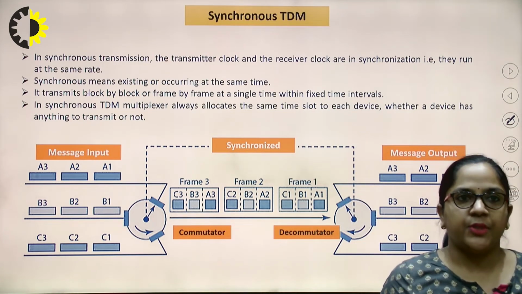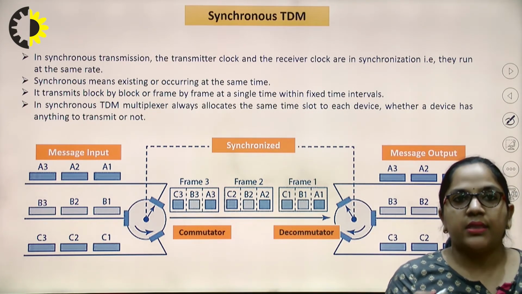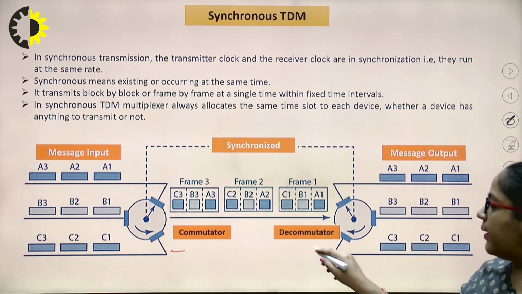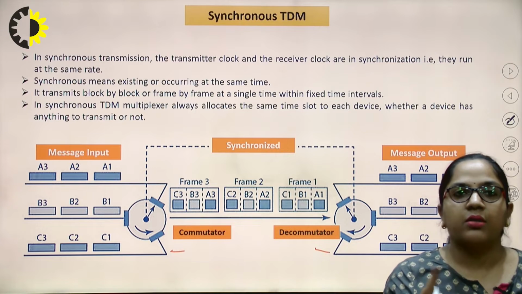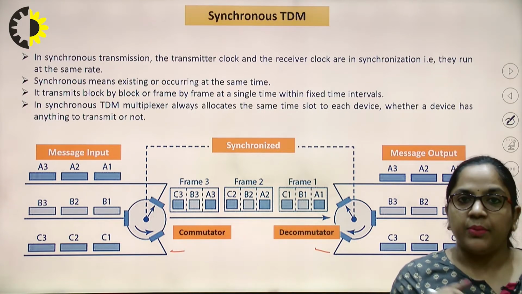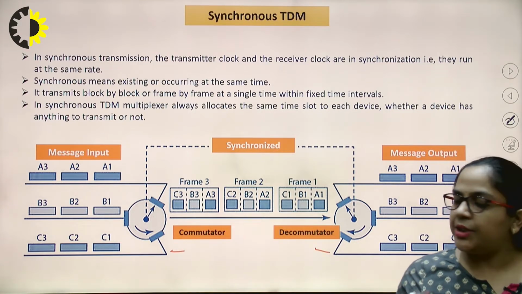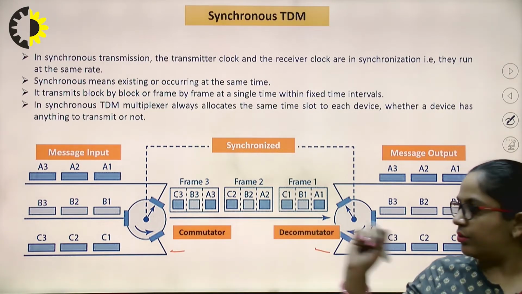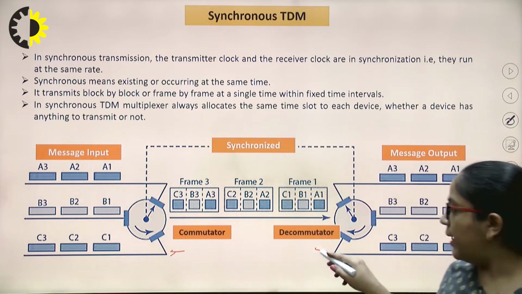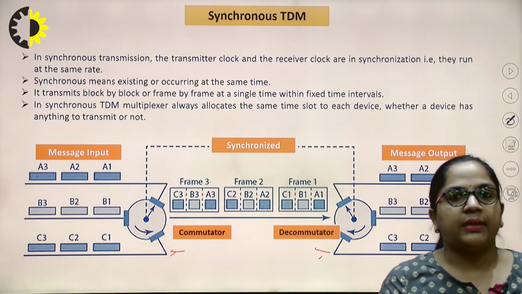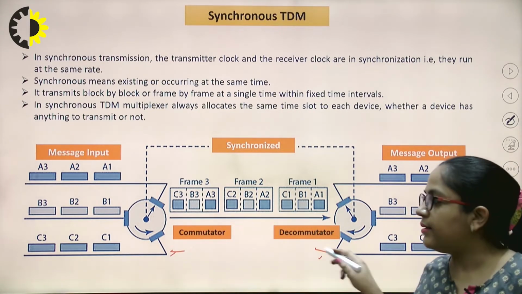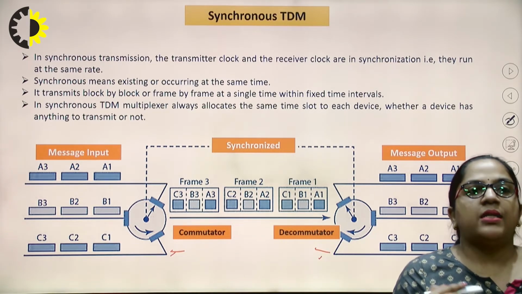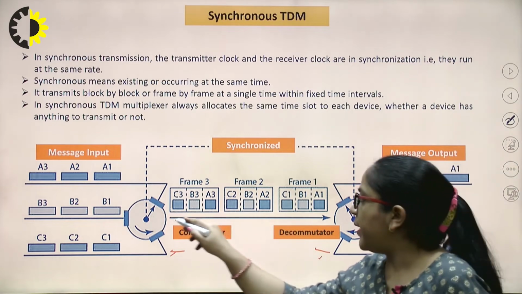What is synchronous TDM? In synchronous transmission, the transmitter clock and the receiver clock are in synchronization. Here we should have a transmitter clock and a receiver clock, and both clocks must be in synchronization. What is the meaning of the word synchronization? Synchronization means something which is occurring at the same time. So these two clocks at the transmitter end and at the receiver end must run at the same rate. When they run at the same rate, we can say that synchronization is occurring. So it transmits block by block or frame by frame.